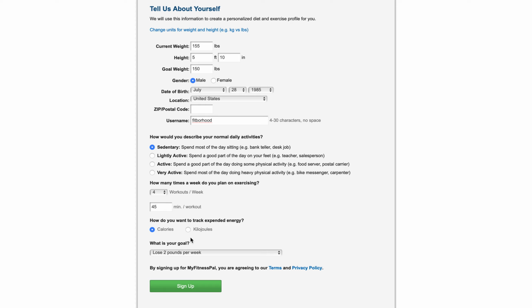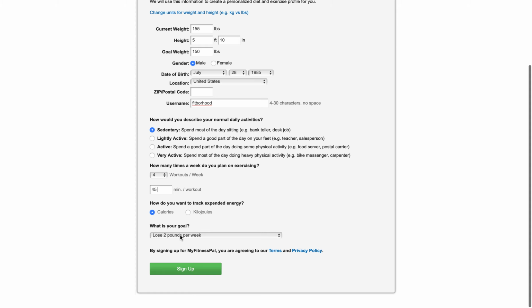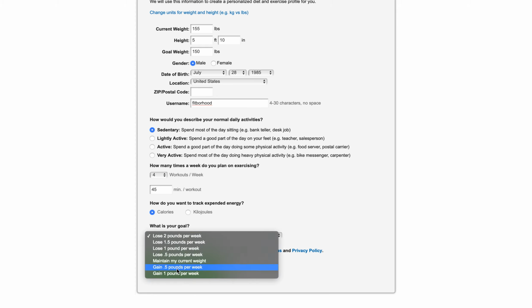How do you want to track expended energy? I'm going to go with calories. It's just what I know best. And so here's where you can pick your goal, and depending on what you pick will also determine how many calories they allot to you. So because above we said I want to lose 5 pounds, I'm going to choose at least one of these 4 options.